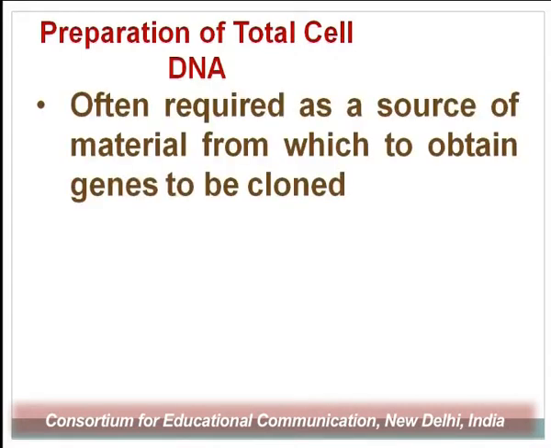Now, this total cell DNA, as I have already told, is often required as a source of material from which to obtain the genes to be cloned. We have looked at recombinant DNA technology as an important process of molecular cloning. Cloning basically means producing more copies. So, if we want to produce more copies of any gene, we take that gene of interest, clone it into a cloning vector which acts as a vehicle to introduce it into the host cell, and then in the host cell this cloning vector replicates, and along with it the gene of interest replicates and produces more and more copies.